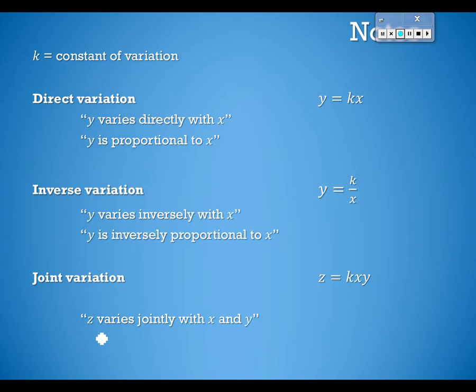In all these equations, k is a constant. K is for constant. This k constant begins with k. That's why.